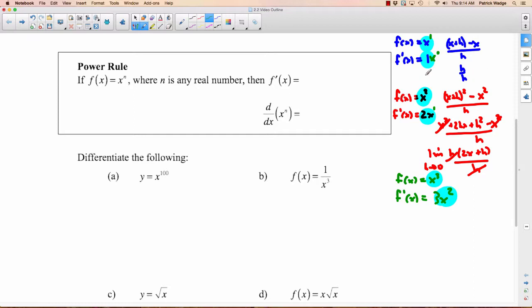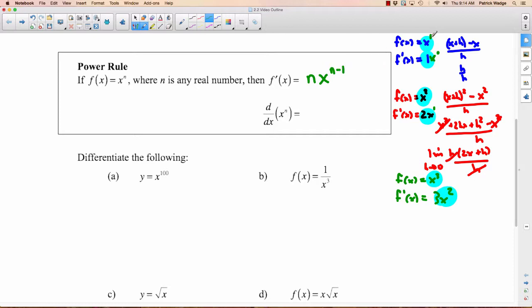So this is it. This is the power rule. If what we're starting with is x to the n, all you do is you take that n and you move it out front. So you're going to have n, and then it's going to be x again, but now it's not going to be raised to the n power, it's going to be raised to the n minus 1. Does that make sense? Let me show you again.